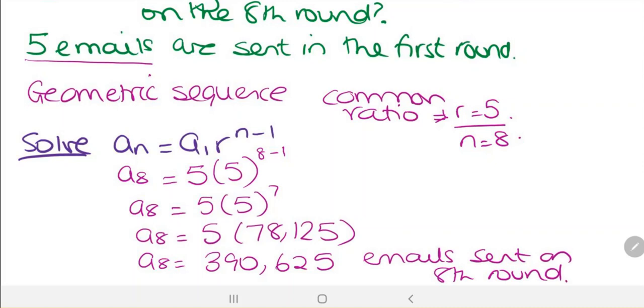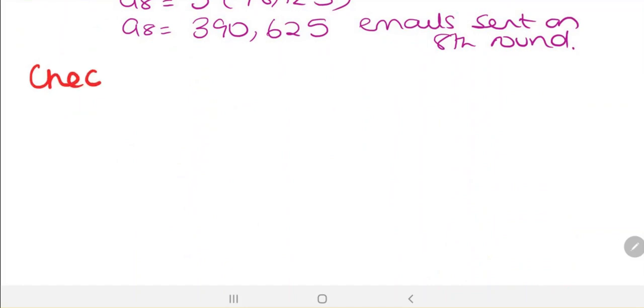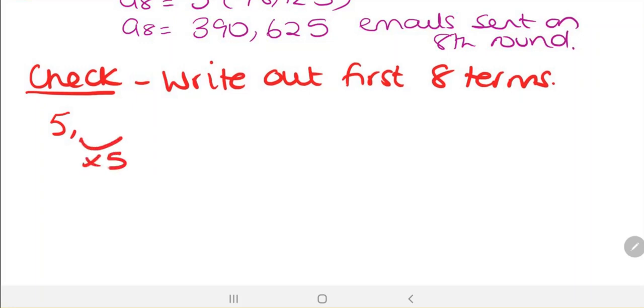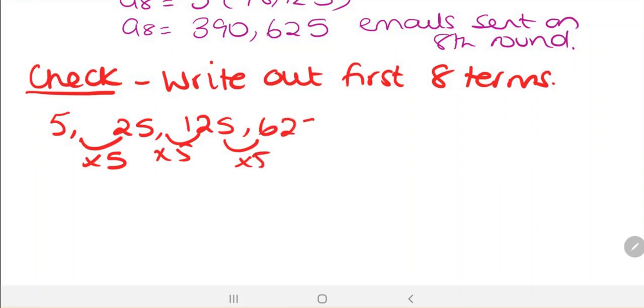Now we can check this. To check this is correct, we can write out the first 8 terms in our sequence. We know it's 5, and each term is multiplied by 5, so the ratio is times 5. The next term would be 25, and if we times that by 5, we will have 125, multiply that by 5, which would be 625. And again, if we multiply that by 5, we will have 3125.